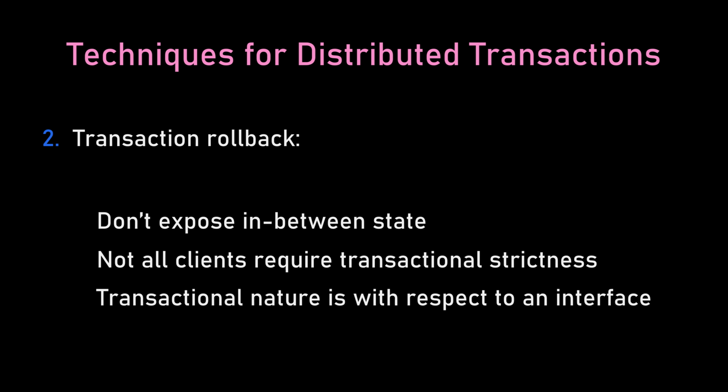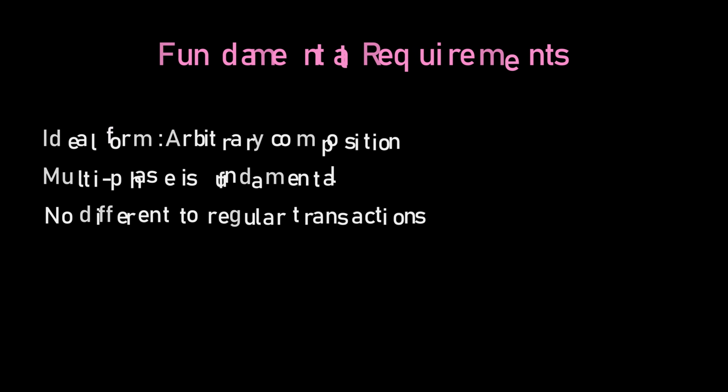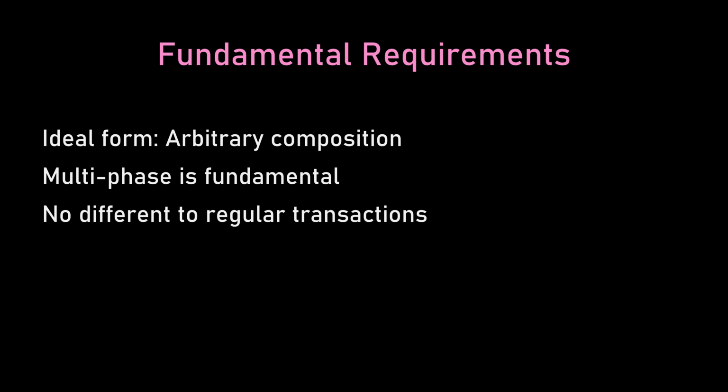A nice way to look at it is that the transactional nature of a system can only be stated with respect to a particular interface being exposed, irrespective of any internal non-transactional elements. As such, we can introduce fancy mechanisms to make a system appear transactional on the outside, as the public-facing interface is what counts. Next, we ask ourselves what are the fundamental requirements for achieving distributed transactions. In its ideal form, distributed transactions must allow for the arbitrary composition of operations across independent systems.